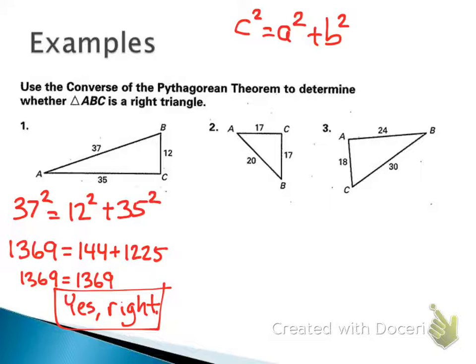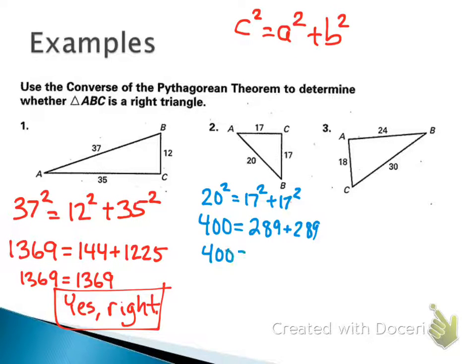Alright, same setup for the second one. I'm going to start with the longest side, squared, equals the shorter two sides squared and added together. What is 20 squared? 400. What is 17 squared? 289. And what do you get when you add the 289s together? 578. So really I shouldn't put the equal sign anymore because I know they're not equal.